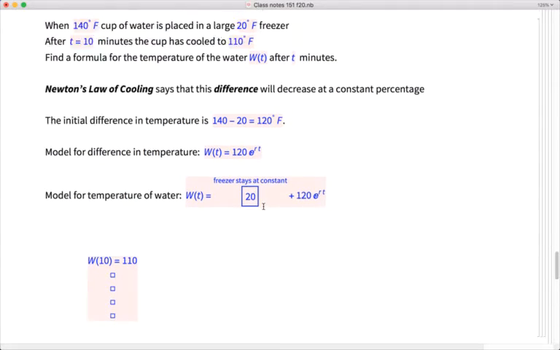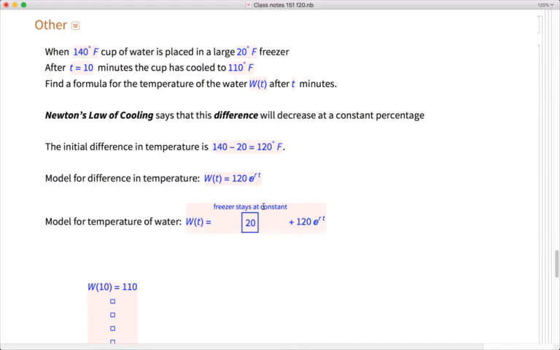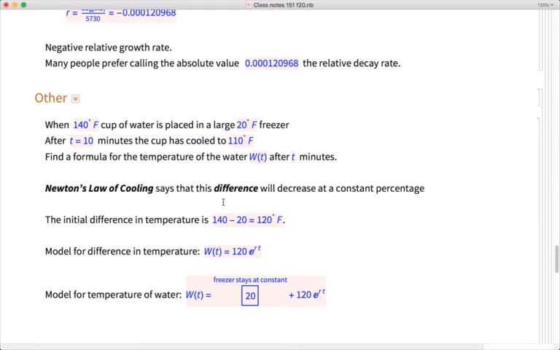Oh, yeah, so here's the other. I kind of forgot what I was doing here. So the categories were doubling time, a half-life, and then this is just some other information that we get. So water is placed into the freezer. After 10 minutes, the cup is cooled to 110. Find the temperature for the water as a function of time. And this time we do have units, minutes.